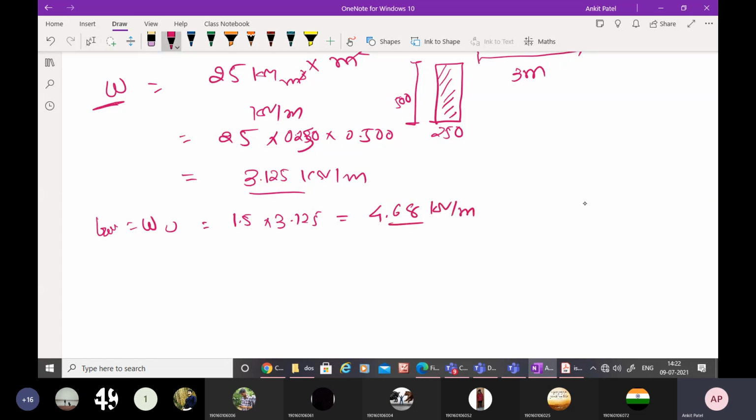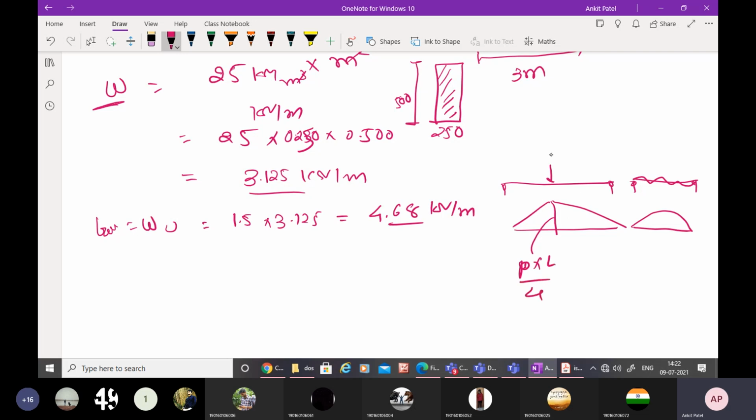This is my UDL. Now we all know the bending moment diagram due to this point load, and we also know the bending moment diagram due to this UDL. So the bending moment diagram looks like this, and for this it will look like this. So the value of this moment is P into L by 4. This is your P, this is your L, then your value is PL by 4. This is your L, this is your W. Then the maximum value of bending moment is WL square by 8.